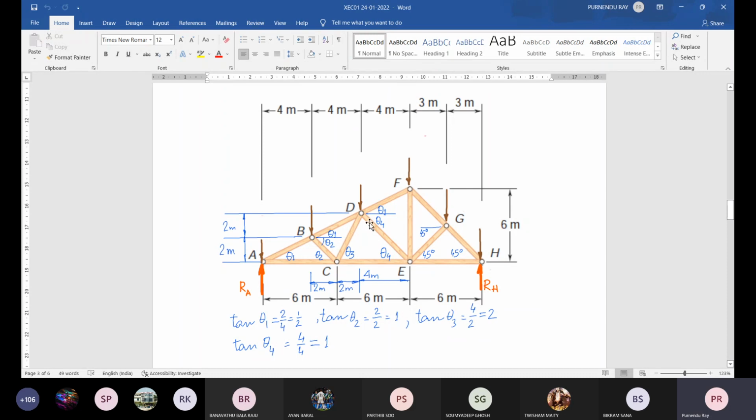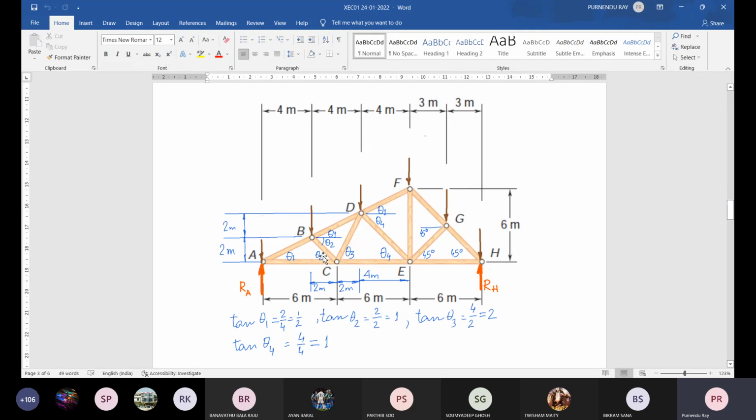This angle theta 1, for this straight line AF for the three members AB, BD and DF. Theta 1 we are getting from this height 6 meter divided by base 12 meter, that is tan theta 1, which is 2 divided by 4, that is 1 divided by 2.